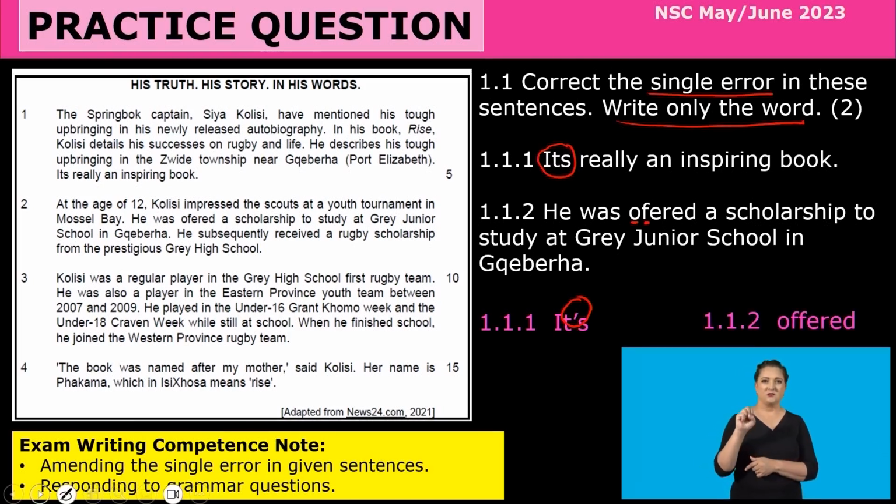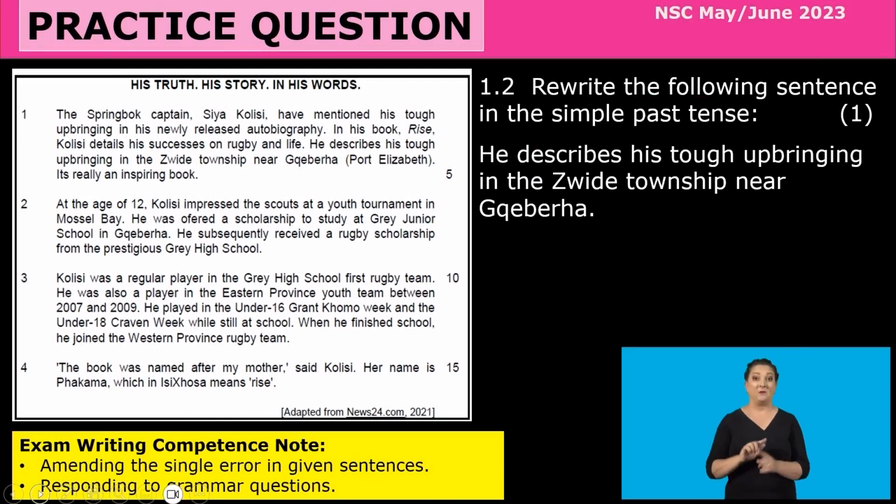So let's see what our response shows us. We need the double F in order for us to follow up on the single vowel sound. All right, let's move on to our next question. Rewrite the following sentence in the simple past tense.